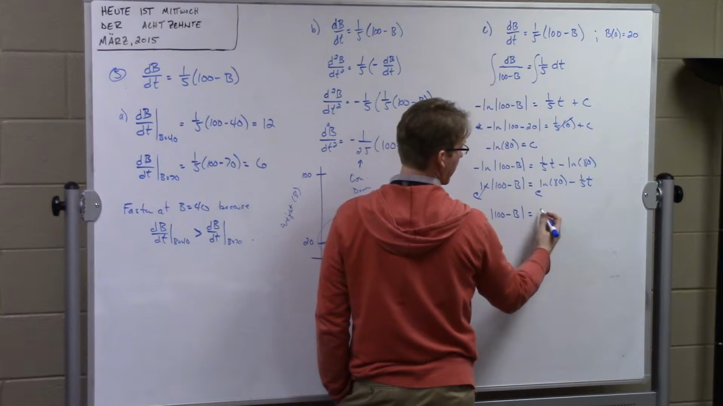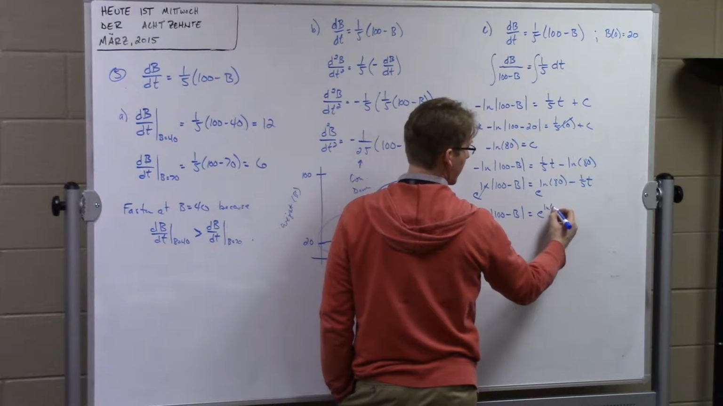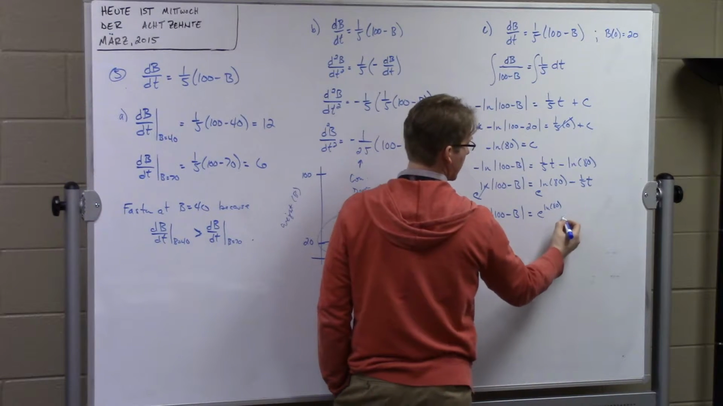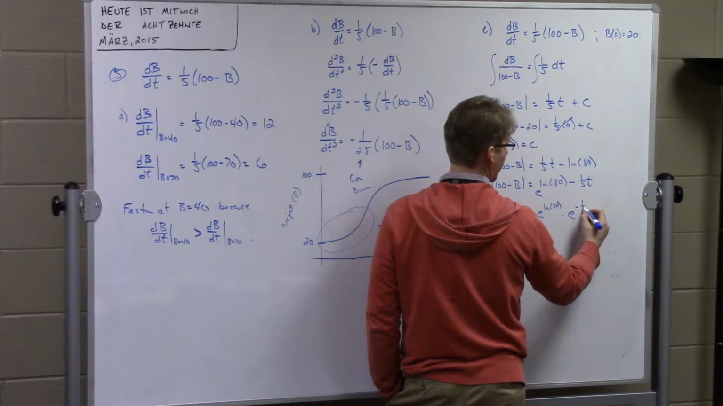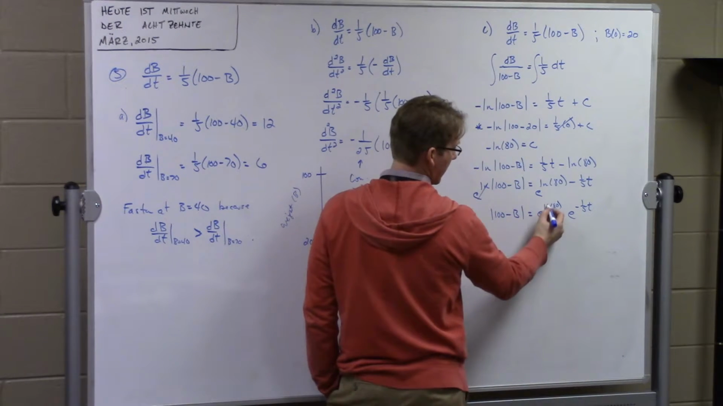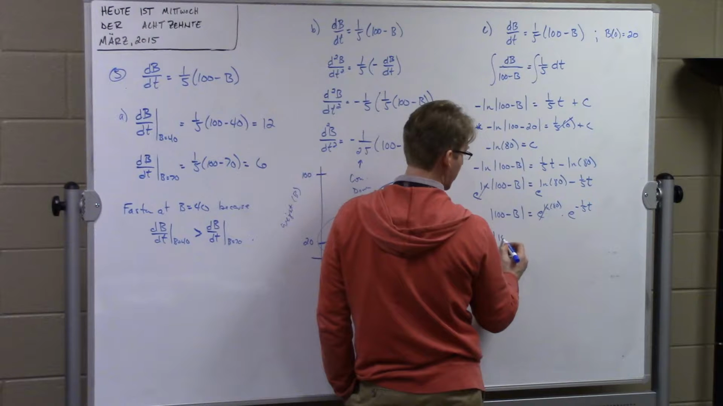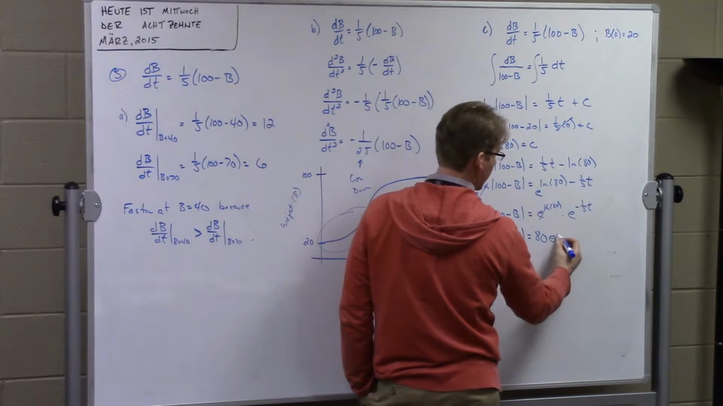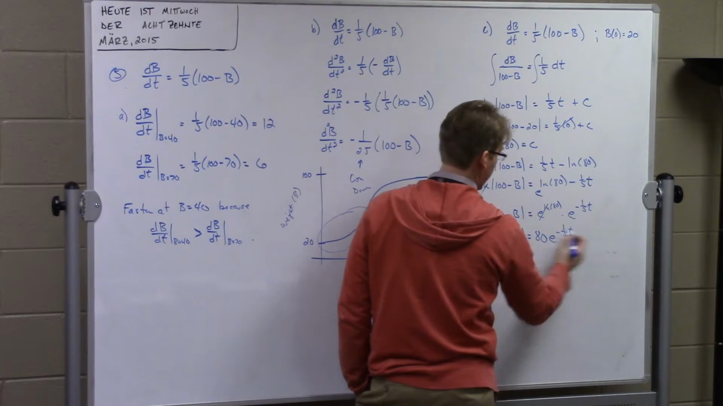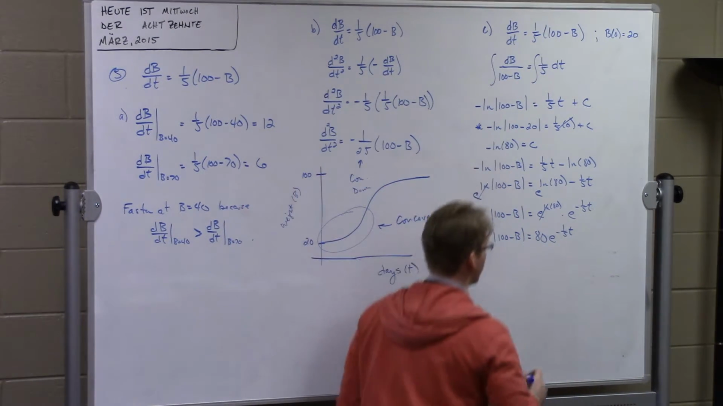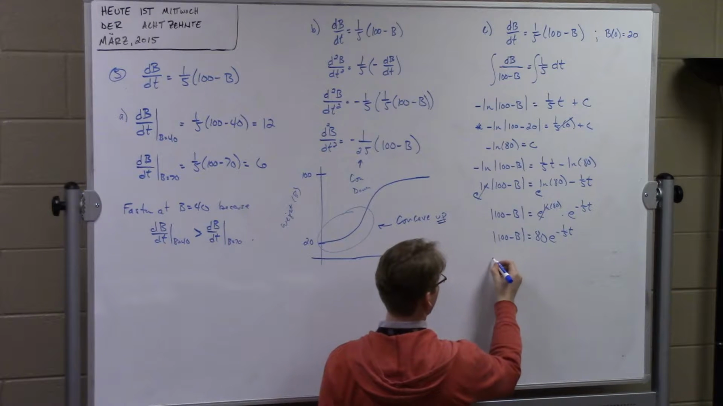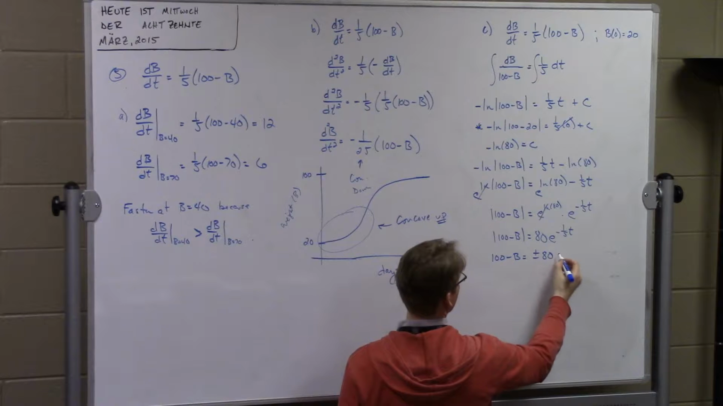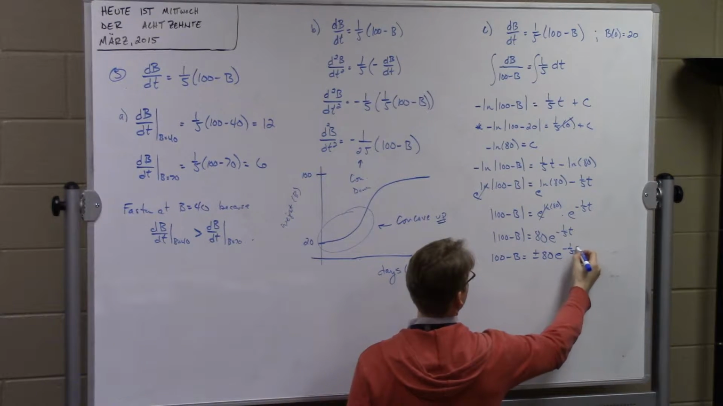Okay, this you would technically split into e to the natural log of 80, times e to the negative 1/5 t. The e to the natural log cancels, so you get the absolute value of 100 minus b is equal to 80 e to the negative 1/5 t. Then we move the absolute value out of the way, so we get 100 minus b is equal to plus or minus 80 e to the negative 1/5 t.